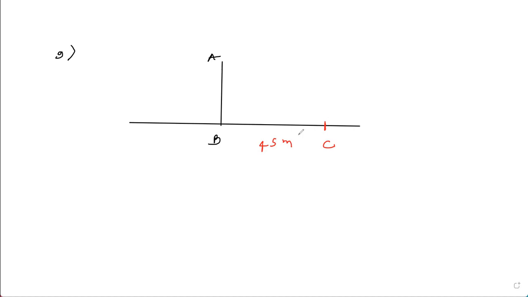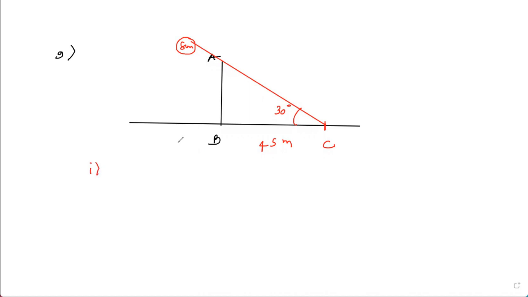And since the sun's altitude is 30 degrees, let me consider that this is my sun. Altitude basically means the angle of elevation from any point. So this is our 30 degrees. Now there are two parts in this. The first part, they're asking, find the height of the tower.